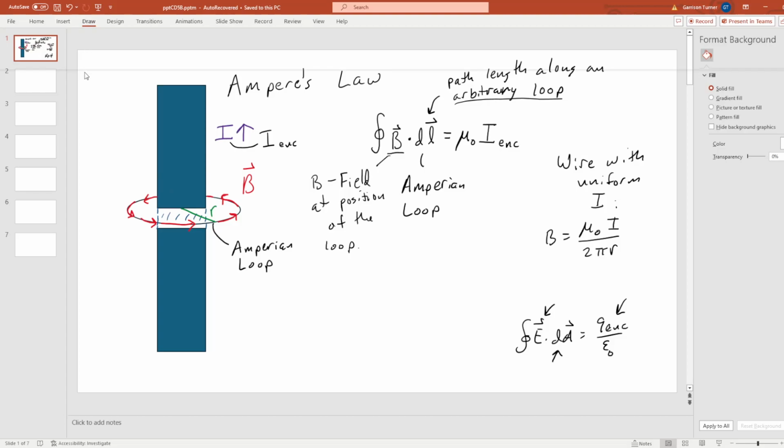And we're enclosing all of the current, okay? And if you have the situation of symmetry where all of your Amperian loop is situated at the same r, which it is in this case, my circle is centered on the central axis of the wire, then B should be the same at all of those points.